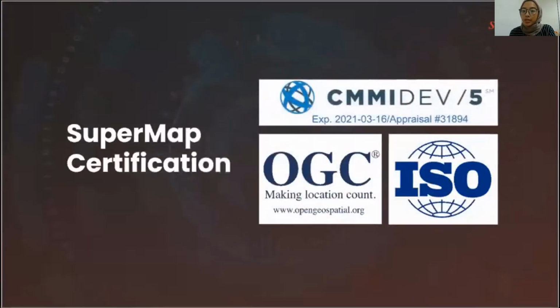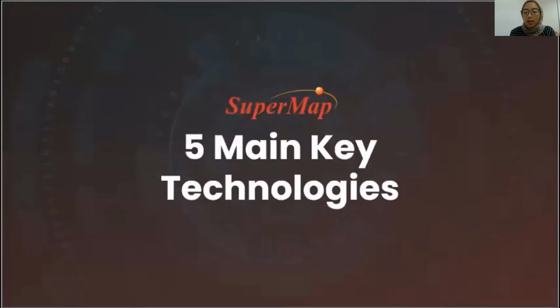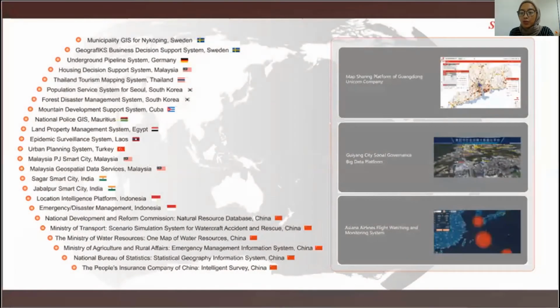Our technology is already certified by trusted organizations, so don't worry about using it. We have collaborated with many countries around the world to provide them GIS solutions to solve their spatial problems. There are many countries that have collaborated with us, especially from Asia, Africa and many more, as you can see in this presentation.